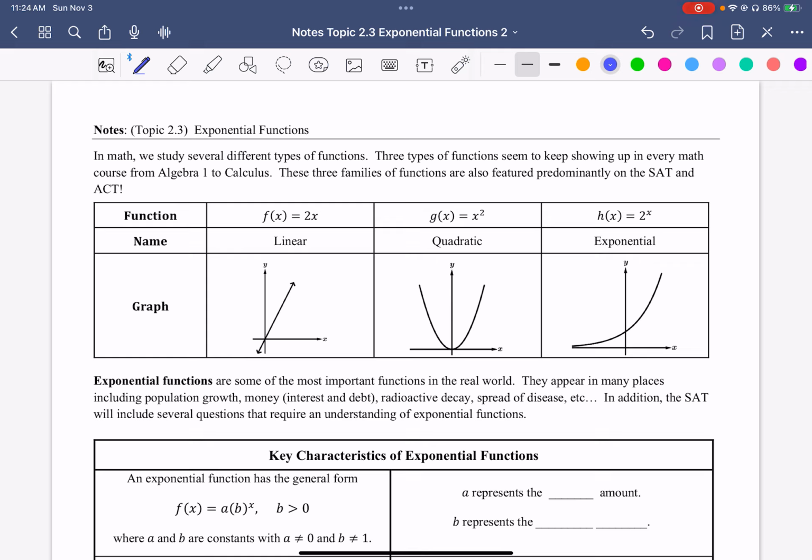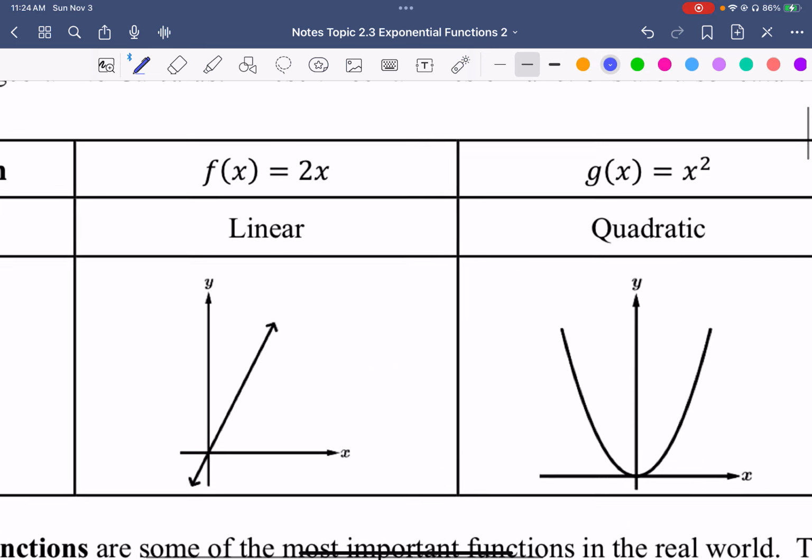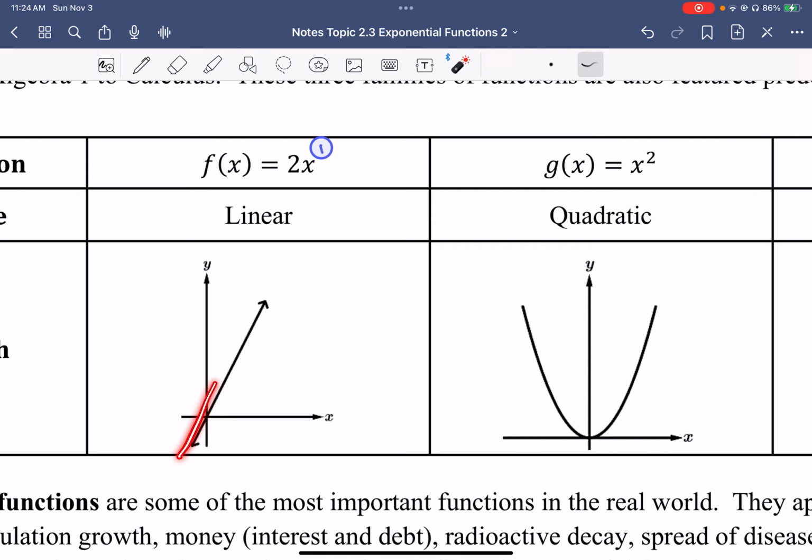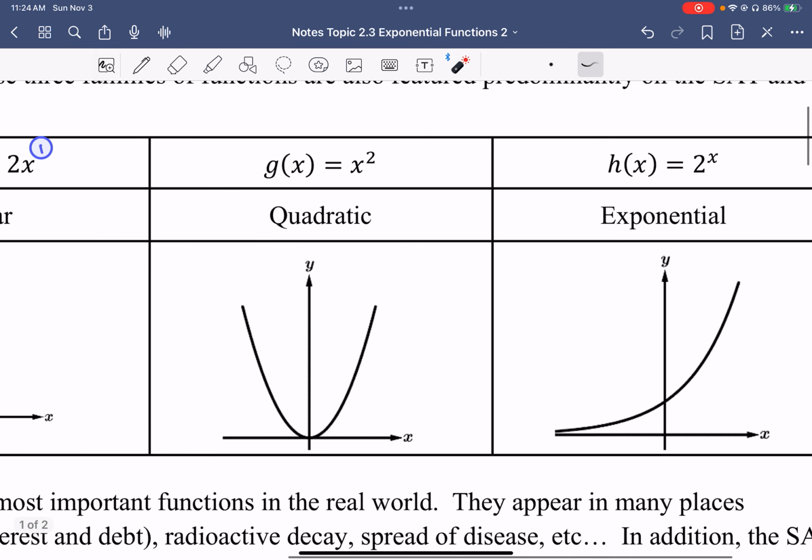Those three function types are linear, quadratic, and exponential, and the way to differentiate them is by looking at their exponents. The highest degree for a linear is 1. Even though they don't show the 1 as the exponent, there is an imaginary 1 there. So the highest degree is 1, and the graph looks like a straight line. It could have a positive slope, or it could have a negative slope like this. For quadratics, the highest degree is always 2, and we have a parabola either facing up, or it could be facing down like this.